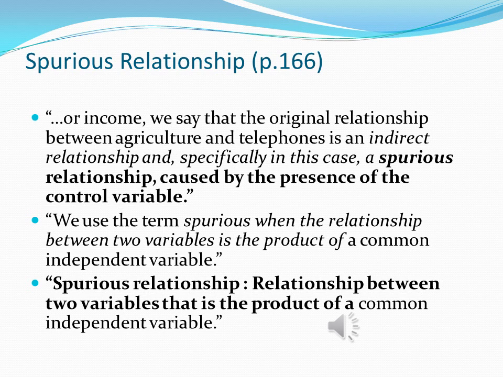Next bullet point, we use the term spurious when the relationship between two variables is the product of a common independent variable. That's what a spurious relationship is. Next bullet point, spurious relationship: a relationship between two variables that is the product of a common independent variable, again.